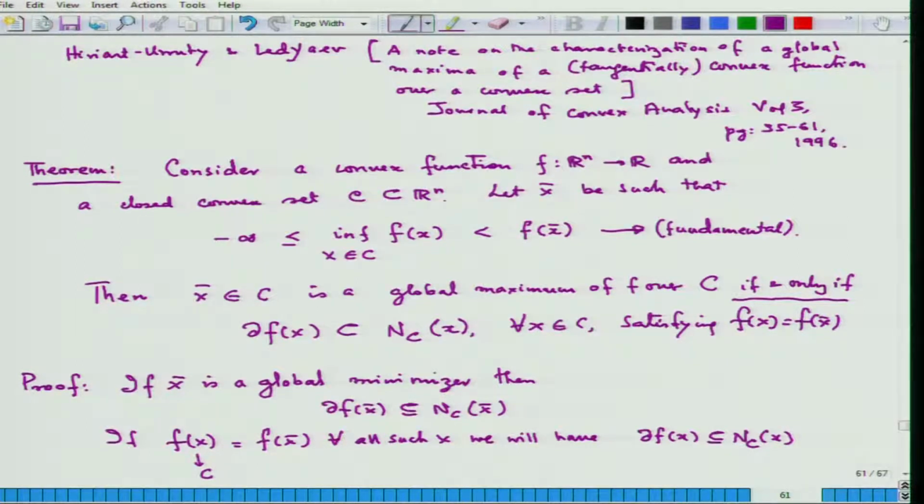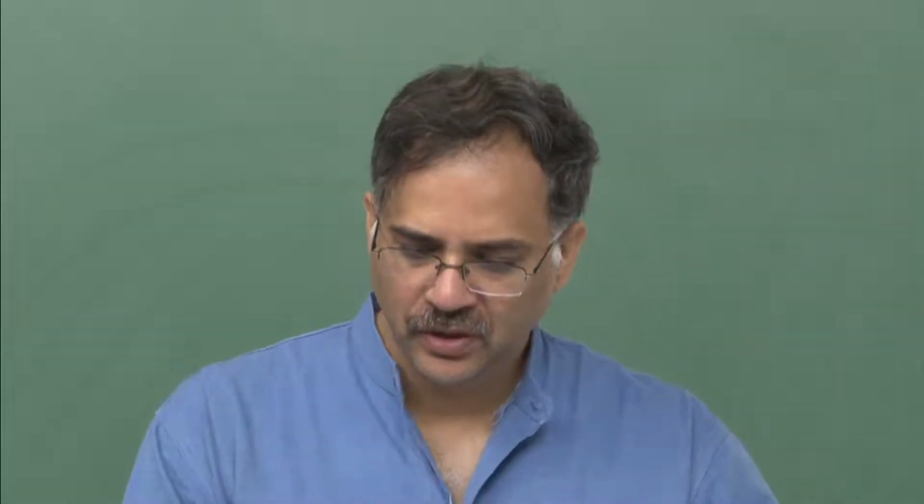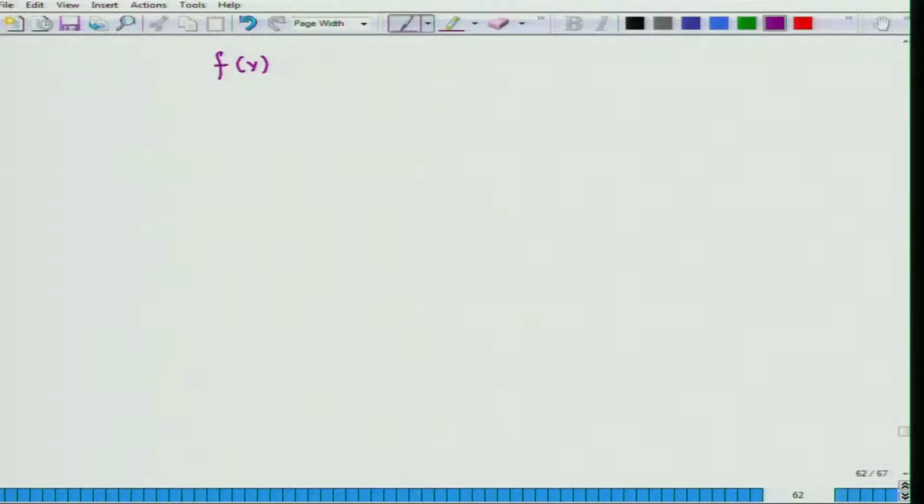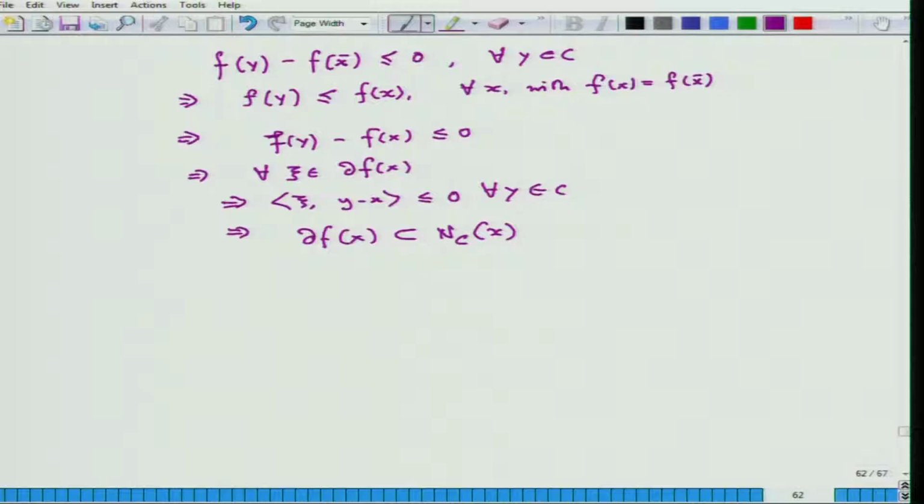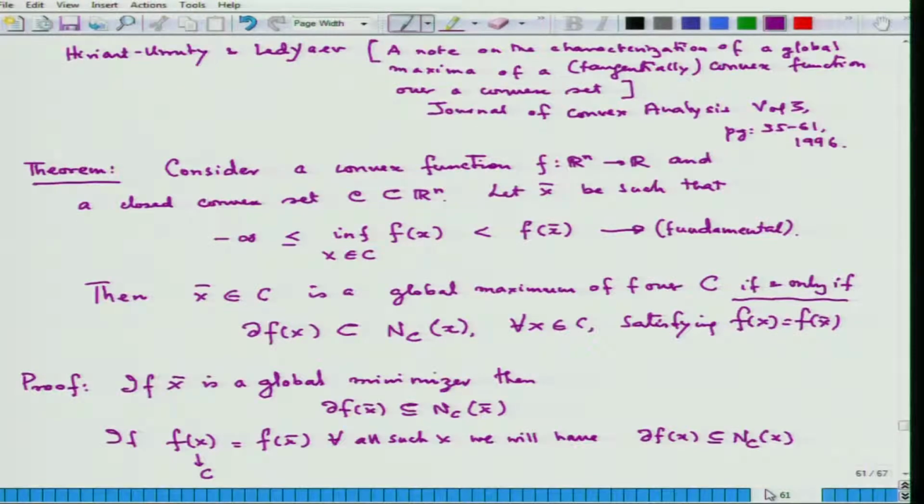See, f x equal to f x bar does not mean that x is equal to x bar. So what we have said is that if f x is equal to f x bar, so basically if I have f y minus f x bar, now x bar is a global minimizer. So this is what I have to show.